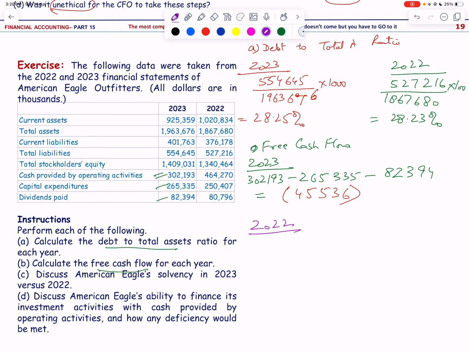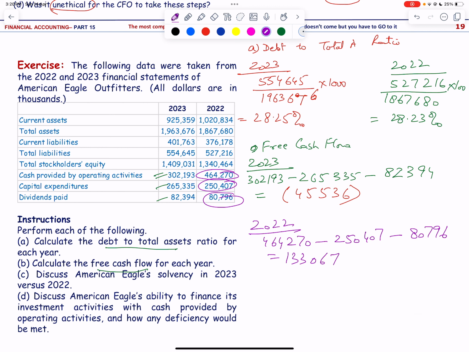Now in 2022, the cash provided by operating activities is 464,270 minus capital expenditure of 250,407 minus 80,796, and this is equal to 133,067. So that is how we calculate the free cash flow.